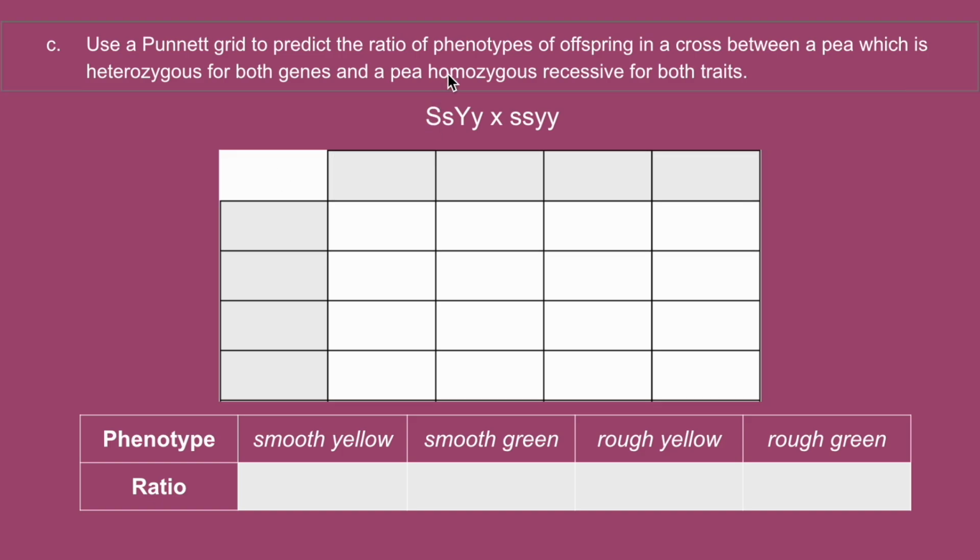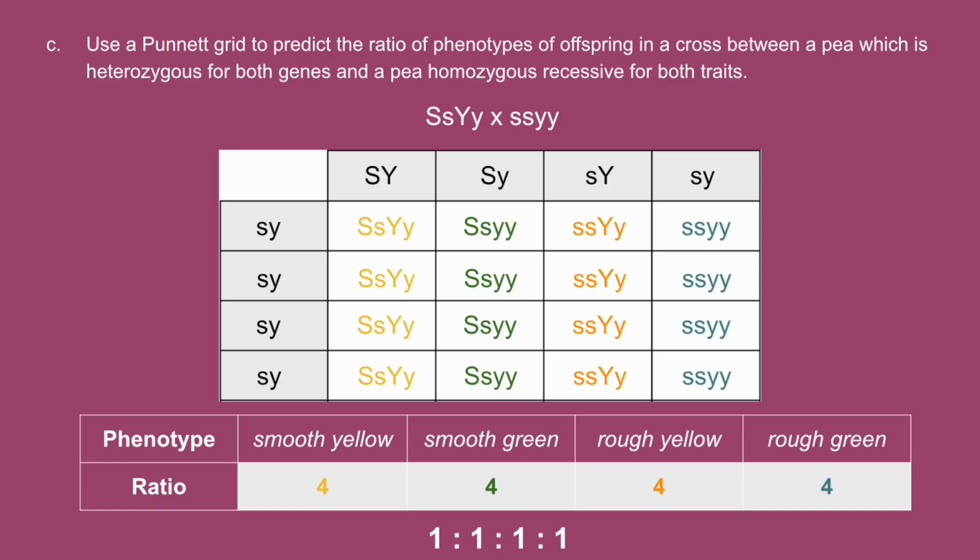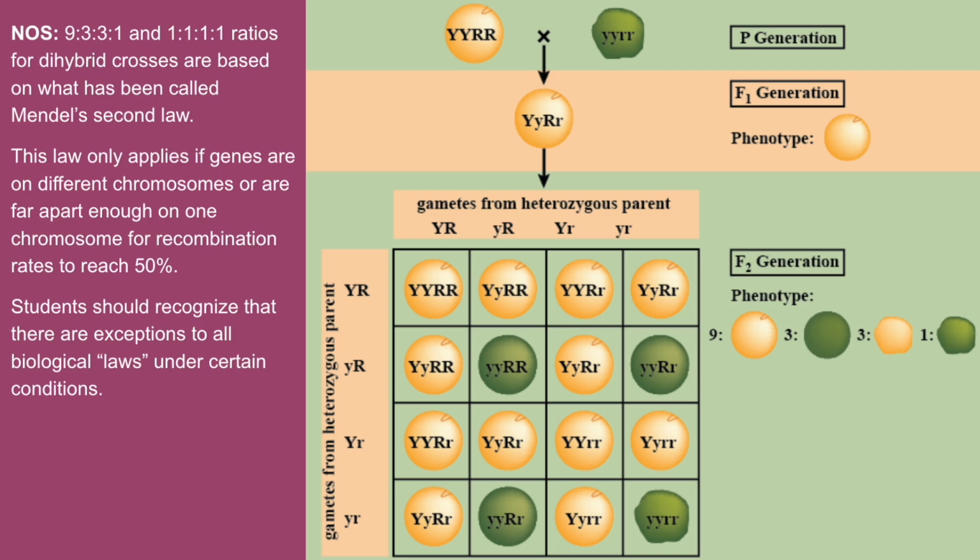If you're asked to predict the ratio of phenotypes if you are crossing a heterozygous individual with a pea plant that is homozygous recessive for both traits, you would actually get this 1:1:1:1 ratio. Okay, go ahead and pause if you want to look and follow how that works. Okay, note that these ratios for dihybrid crosses only apply if genes are on different chromosomes or are far enough apart on one chromosome for recombination rates to reach 50%.